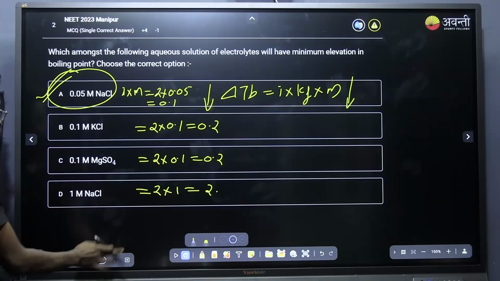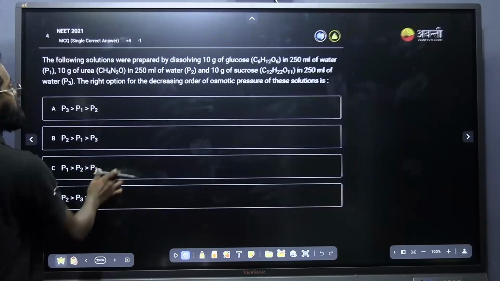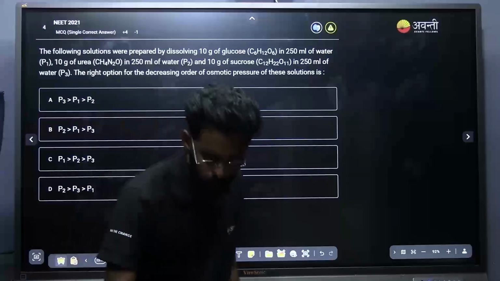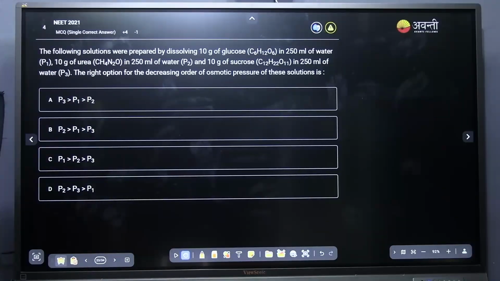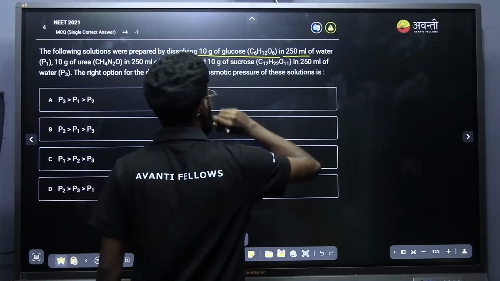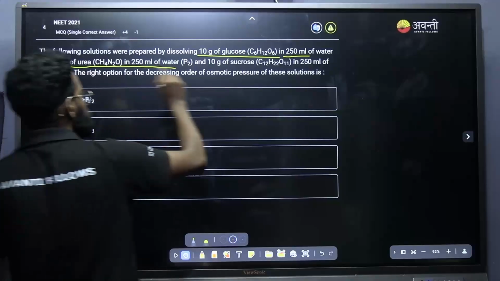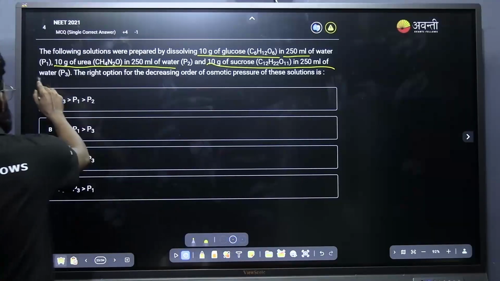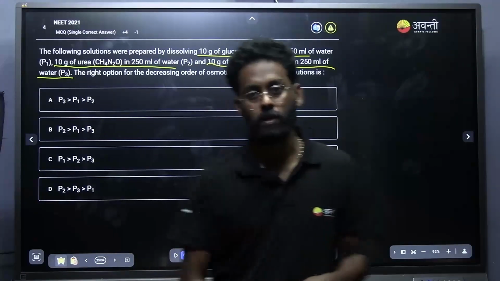Yes. So we'll be moving to the next question. The following solutions were prepared by dissolving 10 gram of glucose in 250 ml of water, 10 gram of urea in 250 ml of water, and 10 gram of sucrose in 250 ml of water. All the 3 solutes are added in the same quantity in water.